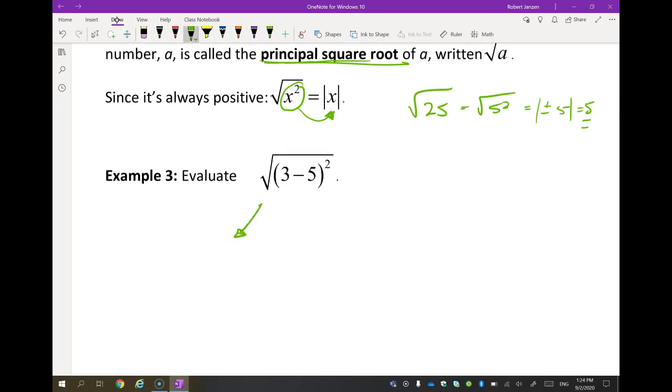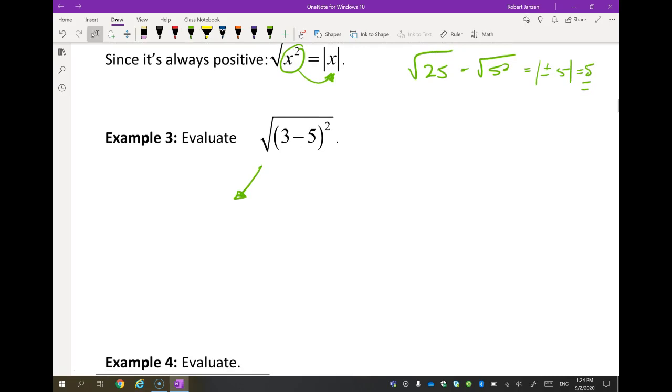Well, how does that play out? I'm going to show you how we can use that in this example. First of all, I don't think you would ever use this strategy. I think you would just do the math. You would say, okay, what's 3 minus 5? It's negative 2. And then if I go negative 2 squared, this is the square root of 4, and then this is 2. This is what you've always done, and it'll always be okay to do it that way.